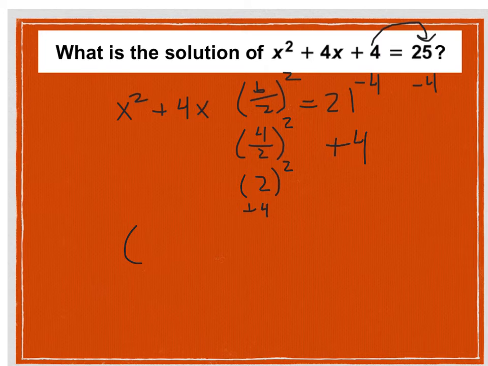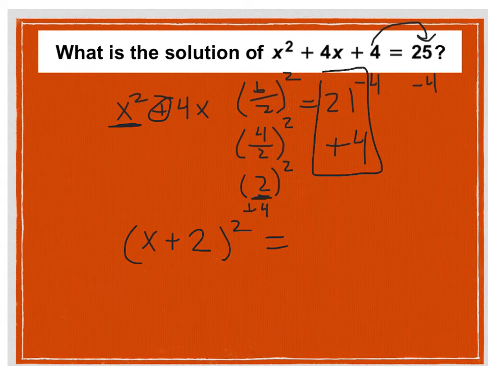So now in our parentheses, what are we going to put? X plus 2. So we get the x from here and the 2 from here and the plus sign here. So x plus 2 squared. And what's that going to be equal to? 25. So we add 21 plus 4, 25. So that'll be answer X.